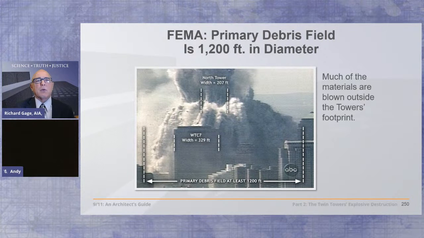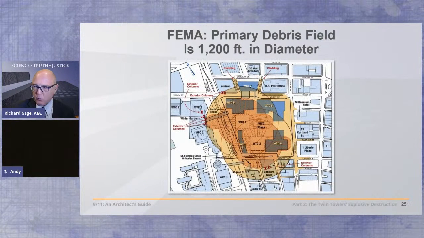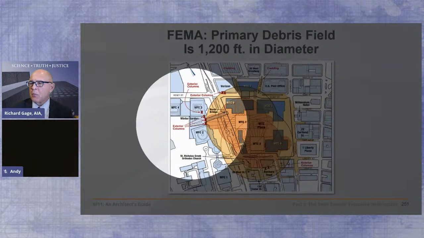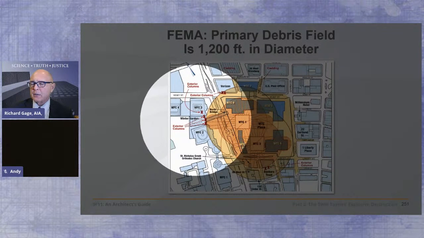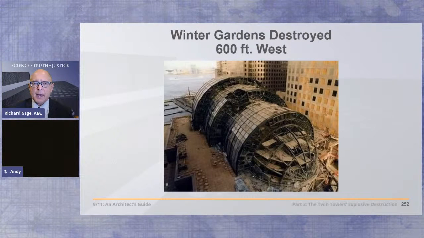So the building is 200 feet wide, but the debris is 12 to 1,400 feet wide, well outside the perimeter of the World Trade Center. Destroying the winter gardens here more than 600 feet away from the North Tower.